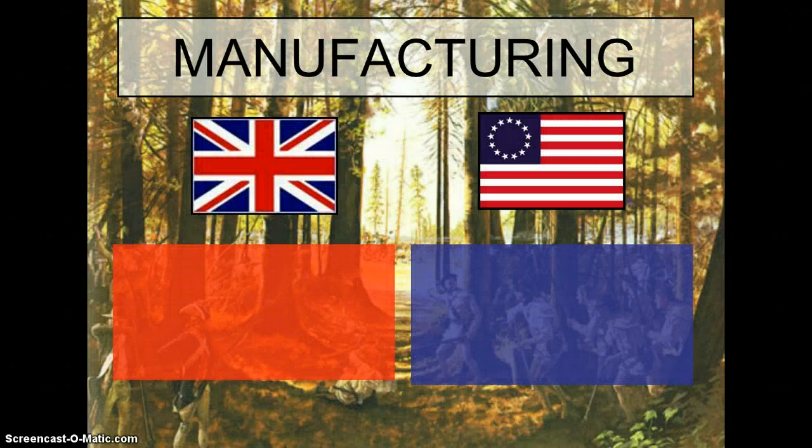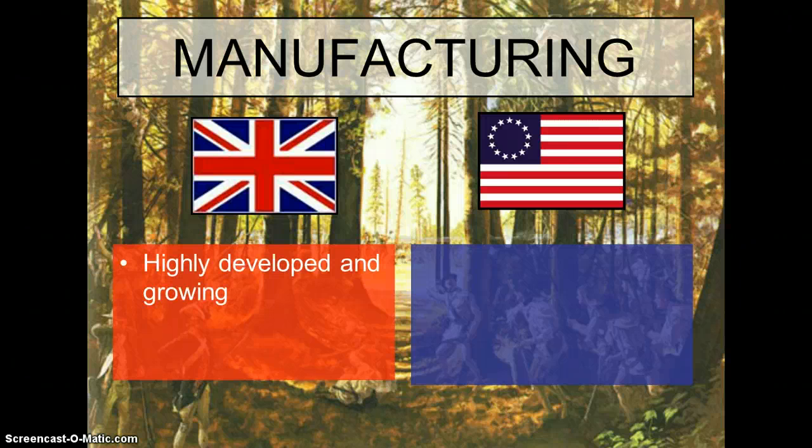Manufacturing. During a war, you have to be able to make the equipment, the guns, the cannons, the clothing, the shoes, everything you need to fight a war. England's manufacturing is highly developed and growing. They are one of the leading industrial nations of the world. The way colonies worked is that you would take raw materials, send them to the mother country, England in our case. The mother country would turn them into finished products and then sell them. And so most of the manufacturing is in England.